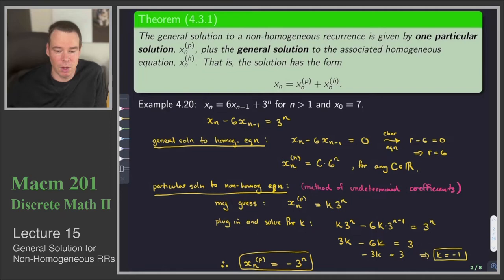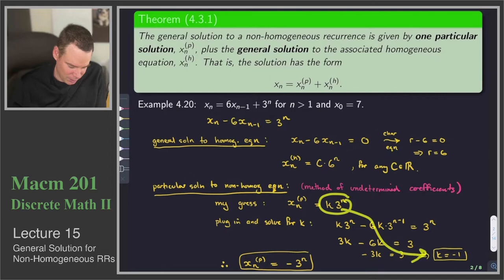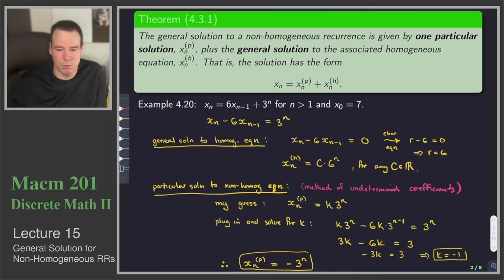So this is just any solution I can get my hands on. If I have to guess and check, then I'm going to do that. And that's what the method of undetermined coefficients is. You guess at what a particular solution looks like, and you check to see what the value of the coefficient is to make it a solution. So we found our particular solution. We have also got our homogeneous solution.